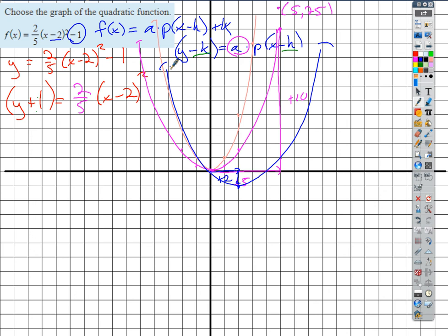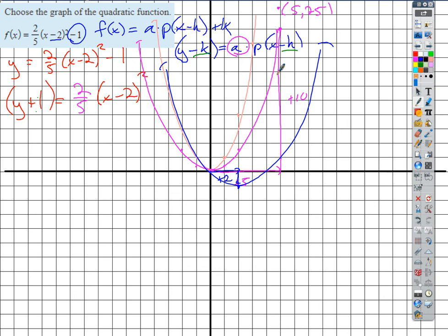So p of x could be anything. It could be absolute value, could be square, could be a quadratic, could be cubic, could be anything, right? But this just tells us that regardless of what p of x is, the three things that we're doing are vertically dilating, and then translating it horizontally and vertically by some amount. Does that make sense?